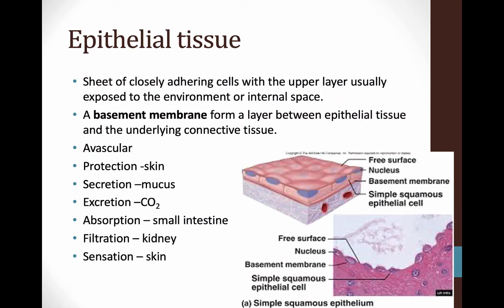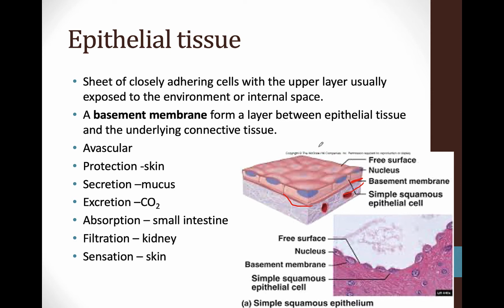So we'll start with epithelial tissue, and epithelial tissue has some common characteristics. It's typically a sheet of cells put together in either a single layer or multiple layers. And these layers of cells, the bottom layer touches what's called the basement membrane. So this little membrane right here is the basement membrane.